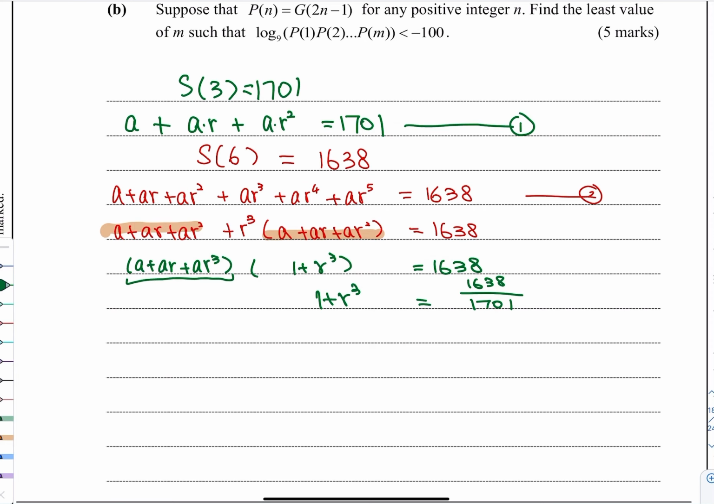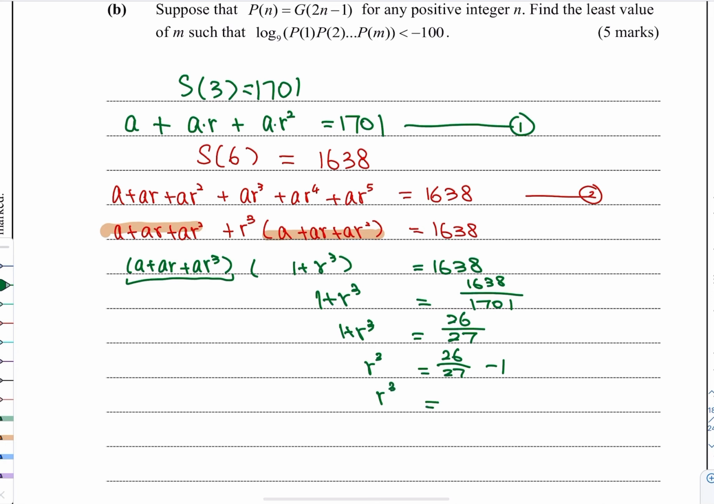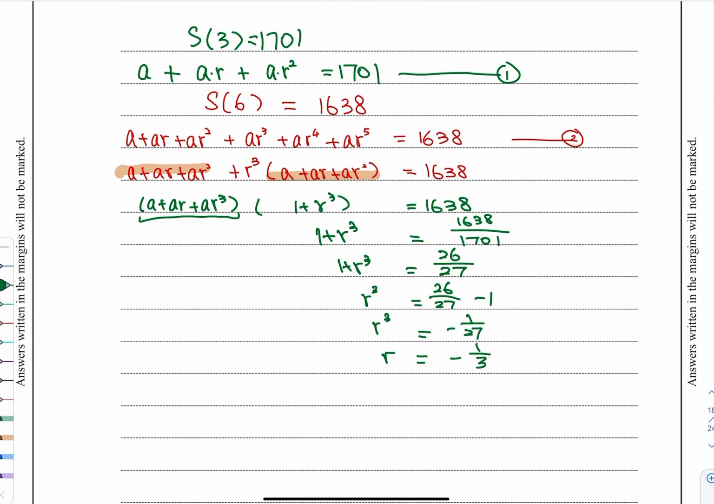It's in school. So 1 plus R cube, let me do it by hand, is 26 over 27. Oh, this is cube. So R cube will be 26 over 27 minus 1. R cube is negative 1 over 27. So R is negative 1 over 3. So you found out R.